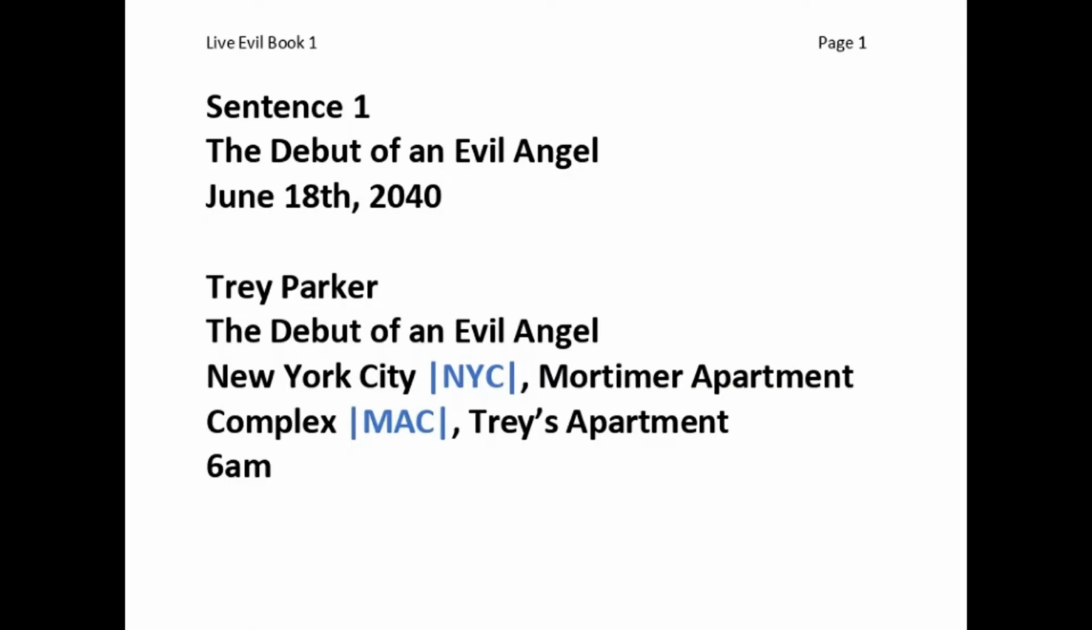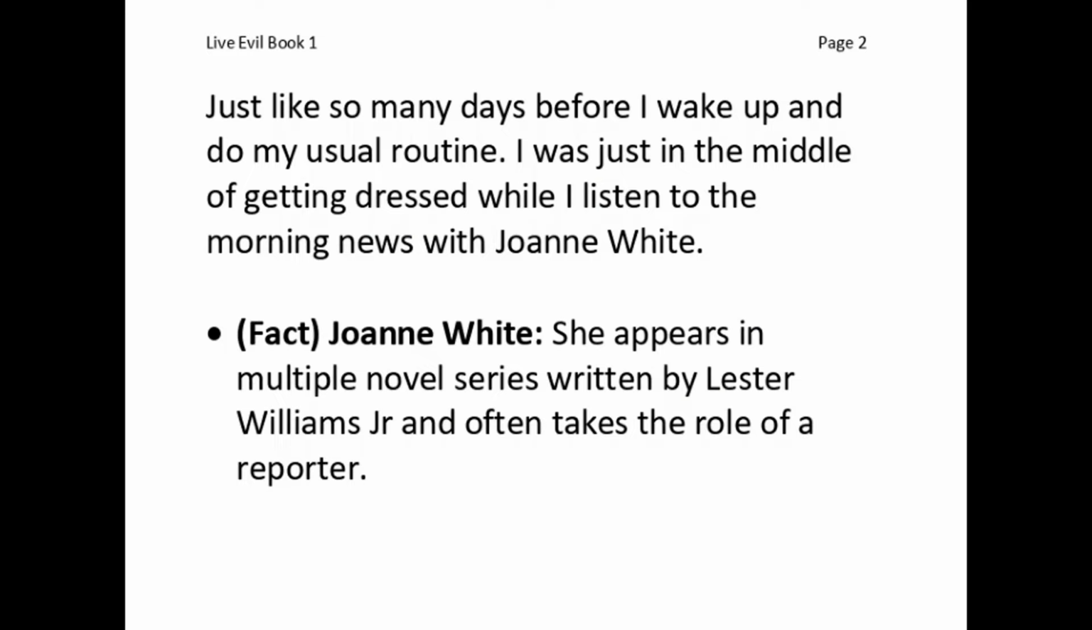Part 3, the extracts. Primary extract, example 1. From Live Evil, the Death Sentence Arc, Book 1, Chapter 1, Sentence 1, the debut of an evil angel. June 18, 2040. Trey Parker, New York City, Mortimer Apartment Complex, Trey's apartment, 6 a.m. Just like so many days before, I wake up and do my usual routine.